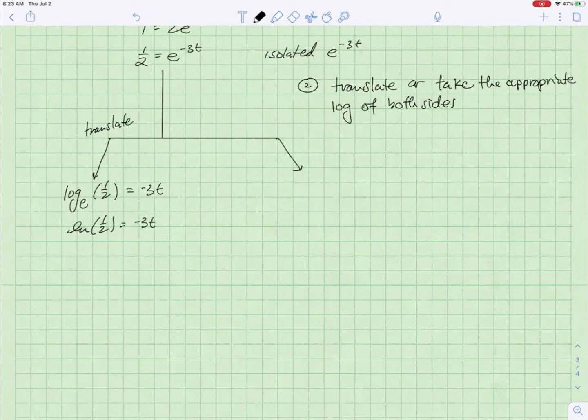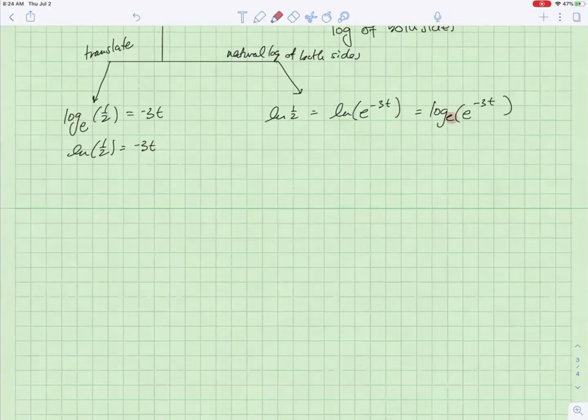Over here, if we take the natural log of both sides, we get the natural log of 1/2 is equal to the natural log of e to the negative 3t, which is log base e of e to the negative 3t, and we get some cancellation here because these bases are the same. This is just equal to negative 3t, or the natural log of 1/2 is equal to negative 3t, and you can see here that we get the same result either way.